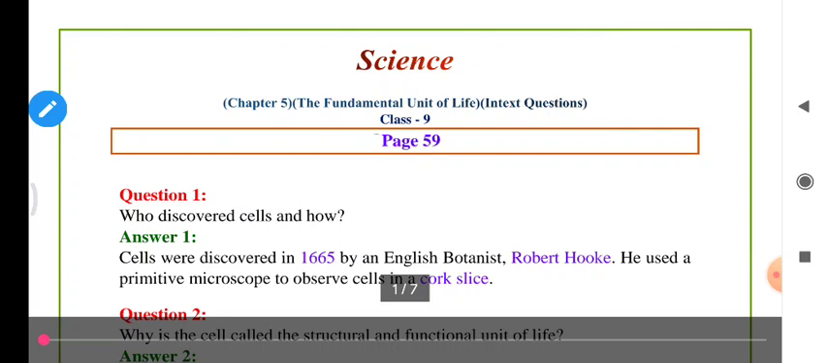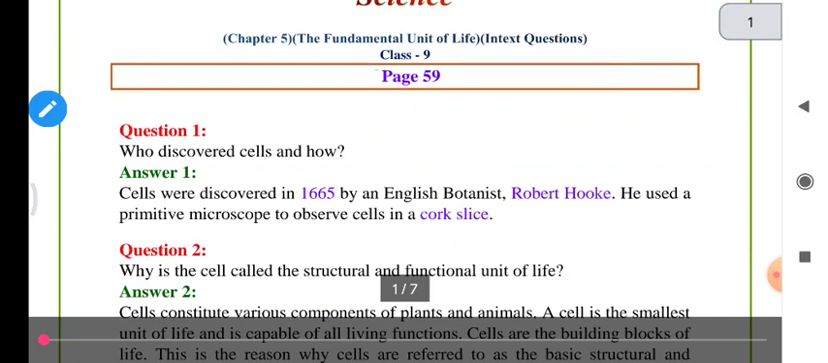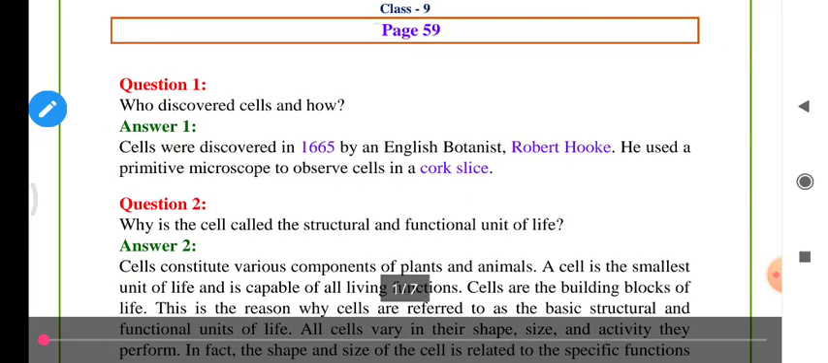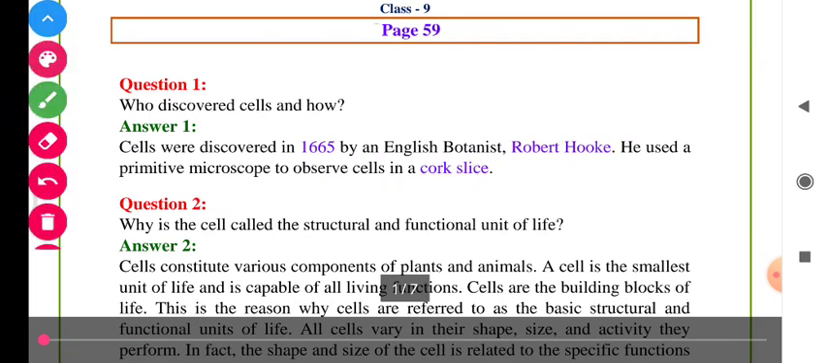Okay, so first in-text question, page number 59. This is about the discovery of cells. Who discovered cells and how? Cells were discovered in 1665 by English botanist Robert Hooke. The botany scientist Robert Hooke discovered the cell. He used a primitive microscope to observe cells in a cork slice.